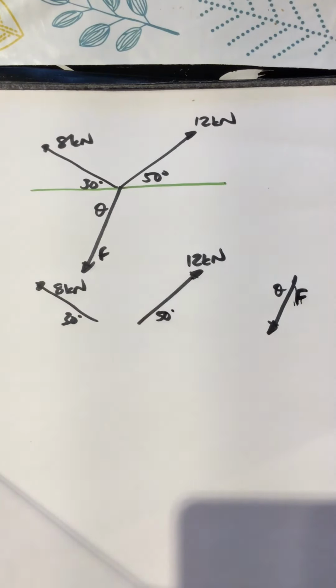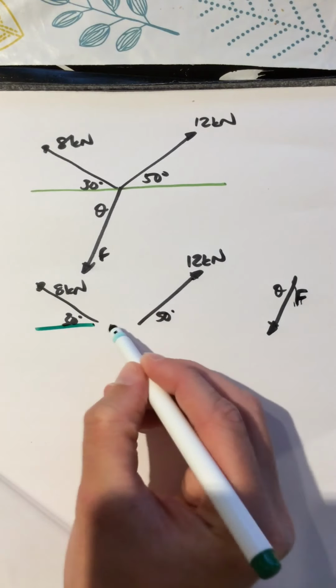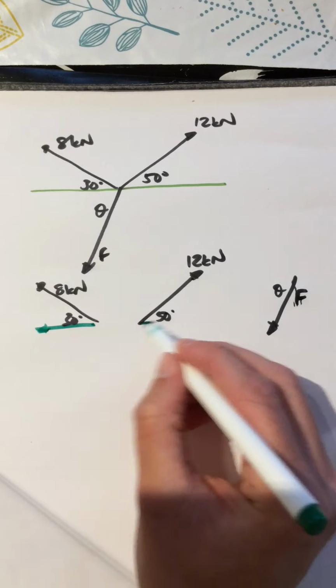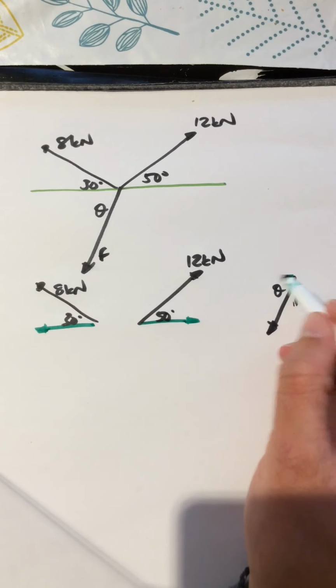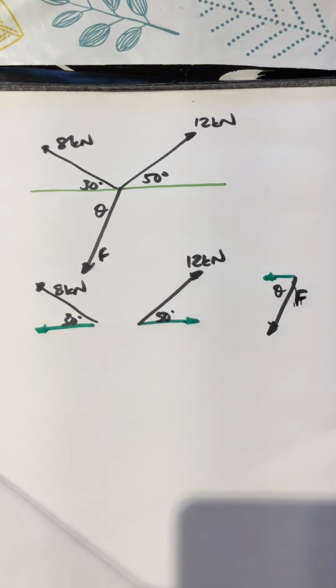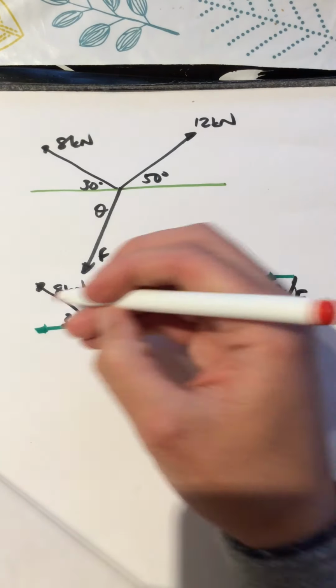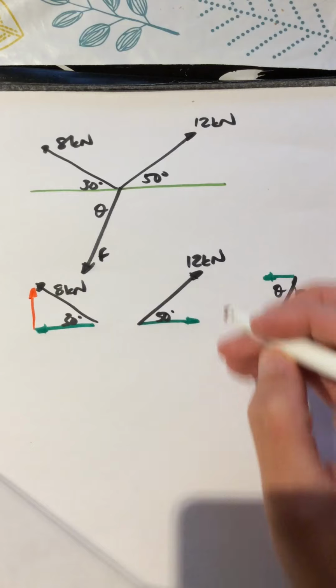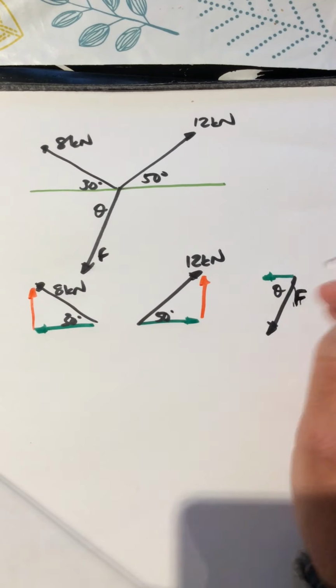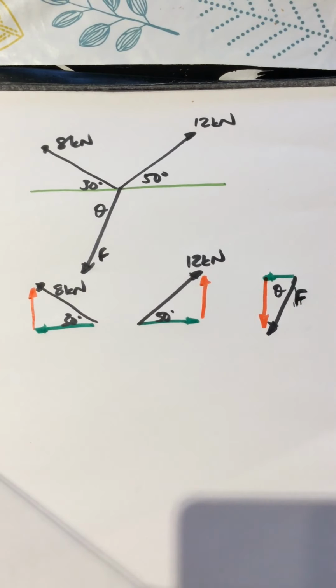So my horizontals, I'm going to keep green. So there's horizontal there, horizontal there, I've got horizontal there, remembering that we need to contain the angle within the triangle. And verticals are going to be reds. These two are going up, and this one here is going down.